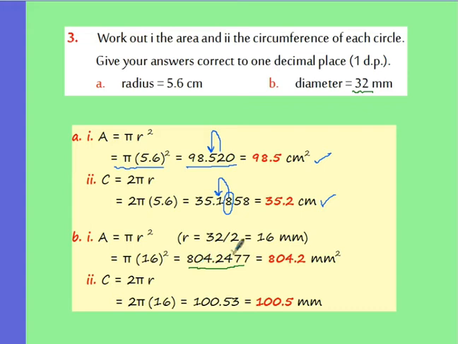Answer to one decimal place, so we check only the second decimal place, which is 4, so no change: 804.2. For circumference, 2 pi r, 2 into pi into 16, so 32 pi, you can say 100.53.